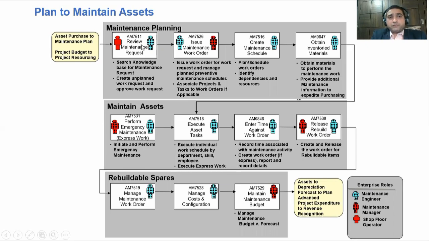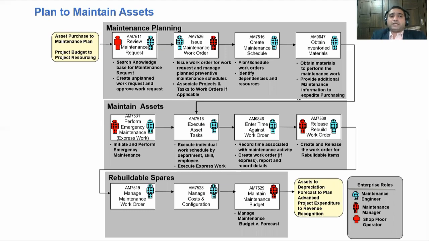It starts with reviewing the maintenance requests, where we again separate it into three main areas. Maintenance planning is one thing, where you get the order from any of the production departments and you plan the maintenance. Then the actual maintenance activities that take place in maintaining assets, and then there are some rebuildable spares which you plan in the last flow.